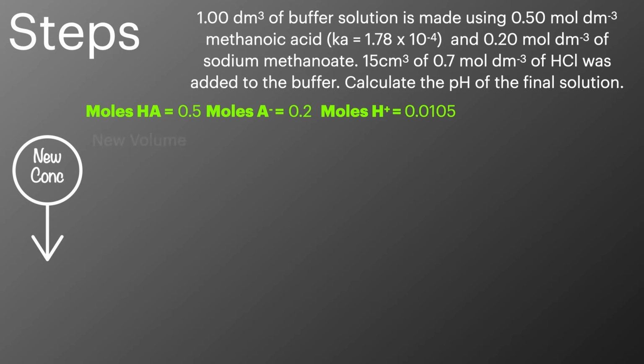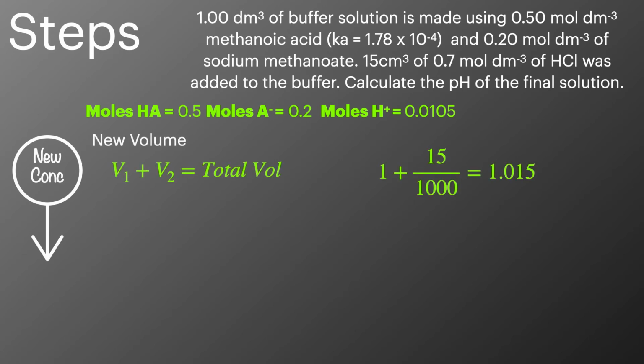We need to take into account the change in volume first. So we'll start off by calculating the new volume where we're adding the volume we were given of the buffer, which is 1 decimeter cubed, to the volume we're given of the acid being added, which was 15 centimeters cubed.